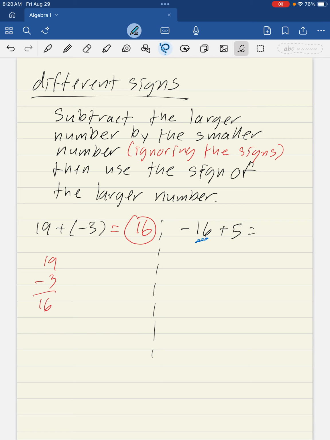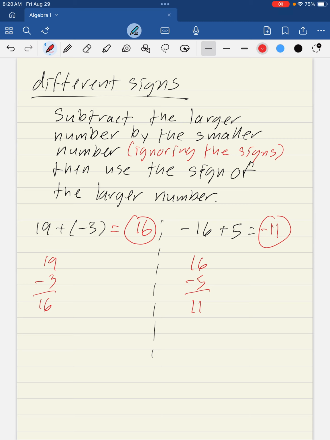So I take the bigger number, which is 16. I'm just looking at the 16, not the negative. And so I write, okay, 16 minus the other number, minus 5, is 11. So I have 11 here. And I use the sign of the bigger number. 16 is bigger than 5, so we put our negative right over here. So it's negative 11. And that's how I like to do these adding integer problems, just by a rule.